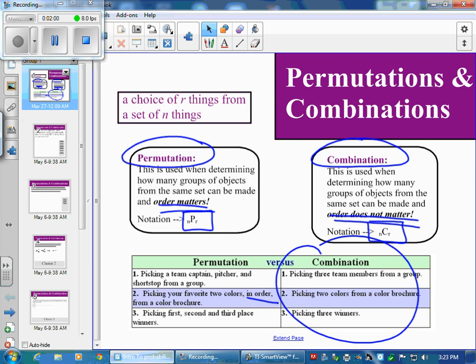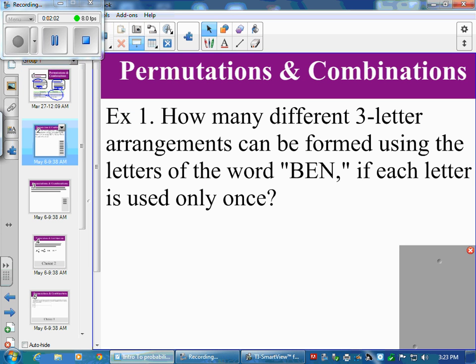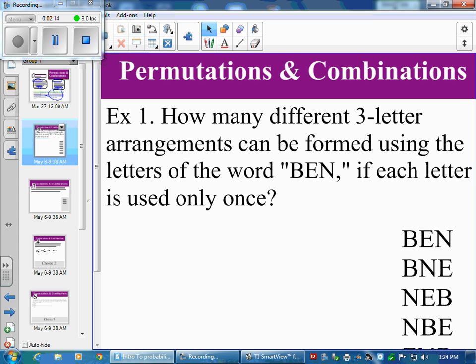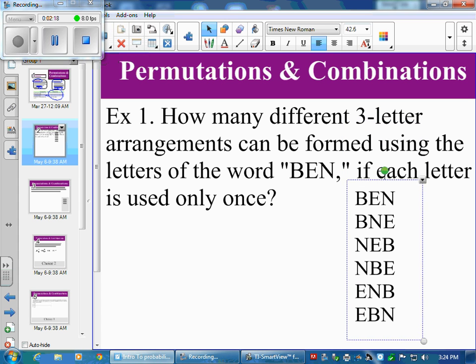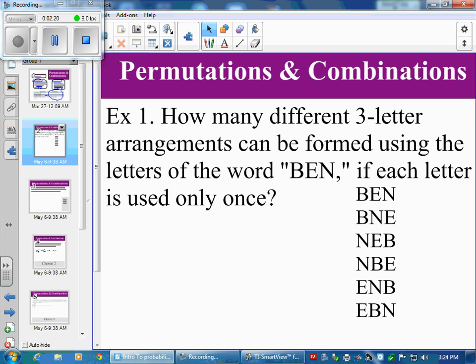All right, so let's see if we can recall how to work some permutations and combinations. Example 1 is asking how many different 3-letter arrangements can be formed using the letters of the word Ben. If we just think about this, B-E-N, how many ways can we arrange those letters? If you take a look here, you can see that there are 6 ways that we can arrange the letters in the word Ben.